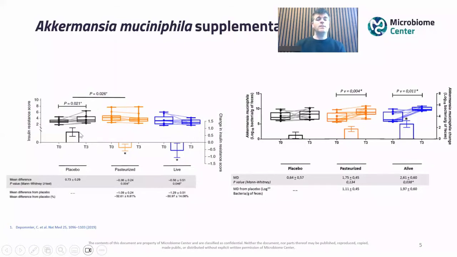So what we can see is that insulin resistance in the placebo group actually went up, whereas both the pasteurized and the live Akkermansia groups had a lower insulin resistance at the end of the study. And similar findings in difference between placebo and pasteurized and live Akkermansia groups are shown in the Akkermansia abundance, and both the pasteurized and live Akkermansia actually resulted in an increase of Akkermansia abundance in the fecal analysis.